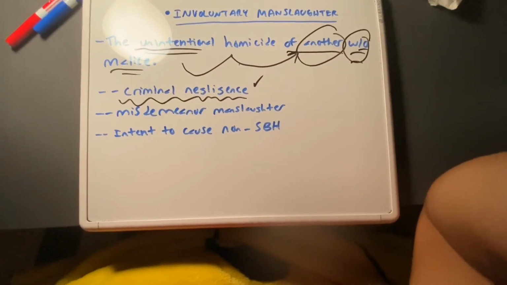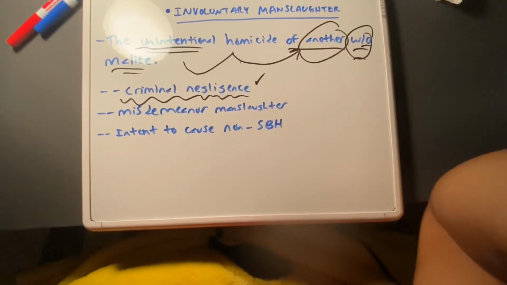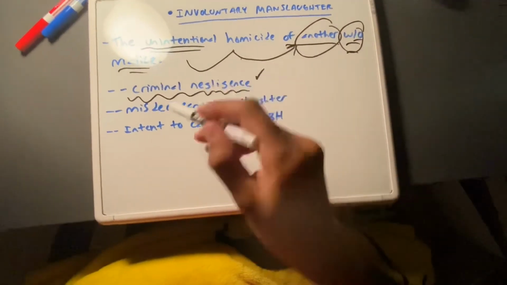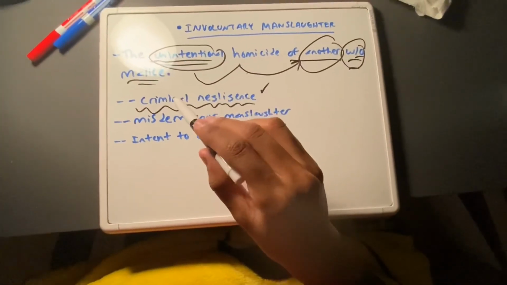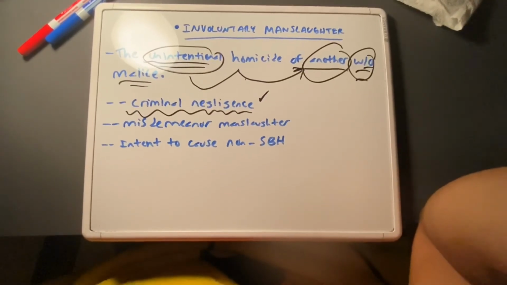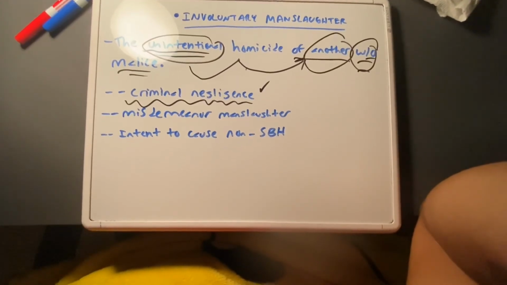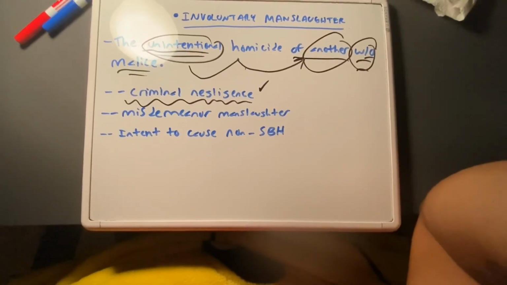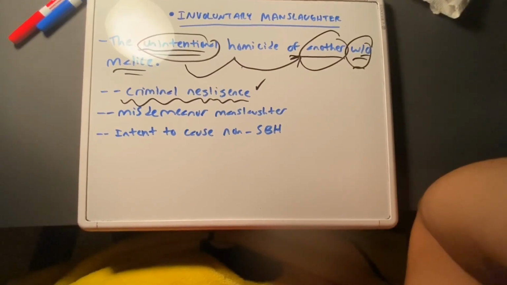So during a petty misdemeanor, you caused the death of another, because your intent was to commit that misdemeanor. Your intent was not to commit a homicide. Again, that's why the definition is the unintentional homicide of another without malice. You didn't plan to do it. You didn't have the intent to do it. It just happened. That's why under misdemeanor manslaughter, you will be liable if you commit a misdemeanor and you cause the death of another. And lastly, we have the intent to cause non-serious bodily harm.